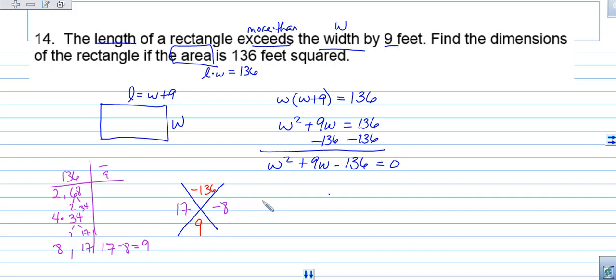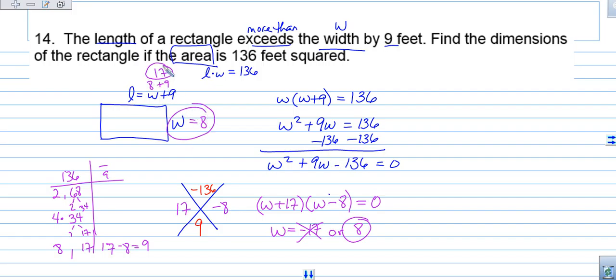When you do that, you can then take your factors, W plus 17 and W minus 8 equals 0. And then W will equal negative 17 or positive 8. Since we're talking about W being a width, it can't be negative 17, so 8 must be the answer. So W equals 8. And then if W equals 8, 8 plus 9 is the other one, which is 17. So the width is 8 and the length equals 17.